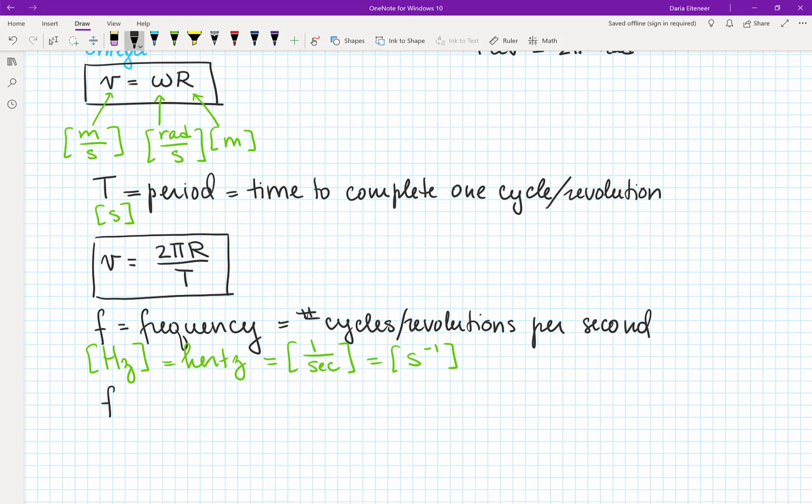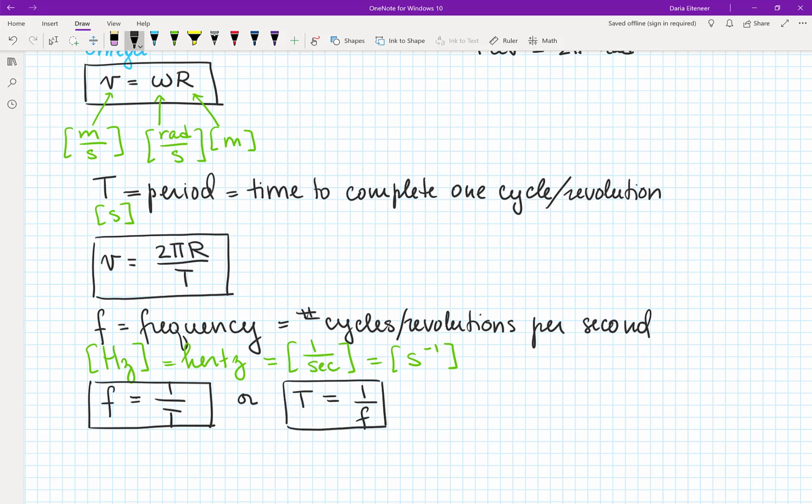The relationship between frequency and period is f equals 1 over T, so those two are exact reciprocals of each other. You can also write big T is equal to 1 over f. So you're either talking about the number of revolutions per second or the number of seconds per revolution. That's how those two are reciprocals.